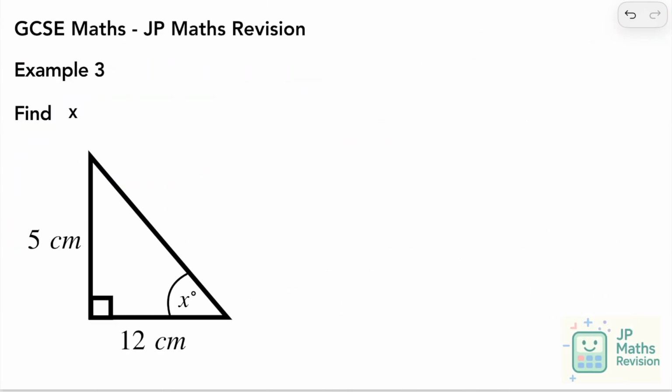Here's another example. So again, I'm going to label the sides. So 5 is the opposite, 12 is the adjacent, and the hypotenuse is the side that's opposite the right angle. I'm going to cross out H because that's not really involved, and I'm left with O and A.